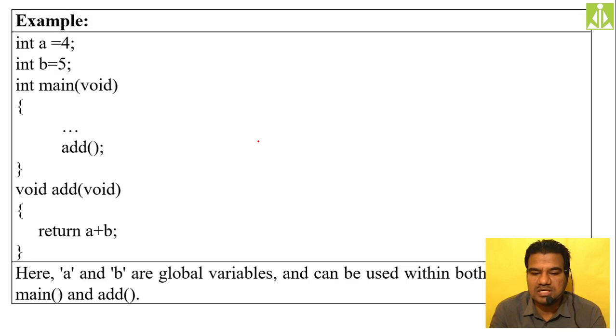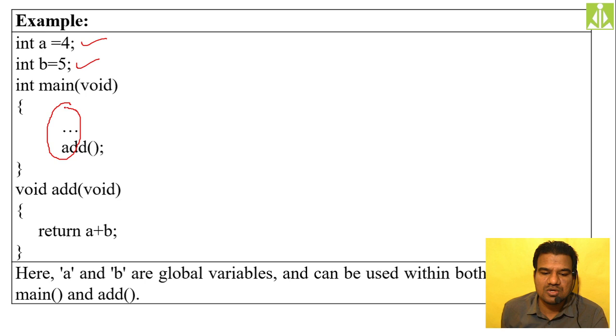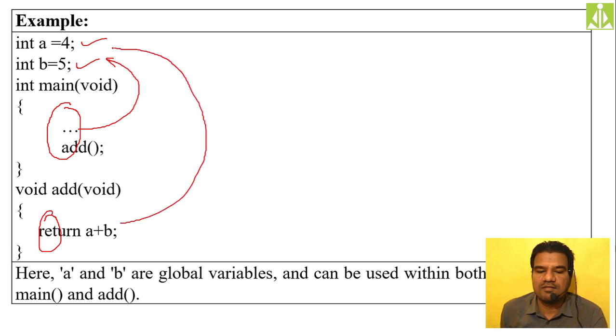Hopefully you understood this is something global variables. As you can see over here, we have declared a value as 4 and b value as 5, and this a b value over here also you can use, because as you can clearly see, a and b values we have declared outside of both the functions, the main function as well as the user defined function. So you can use these global variables inside main as well as inside this user defined function.